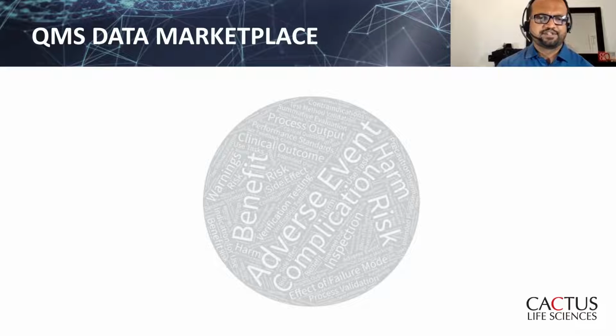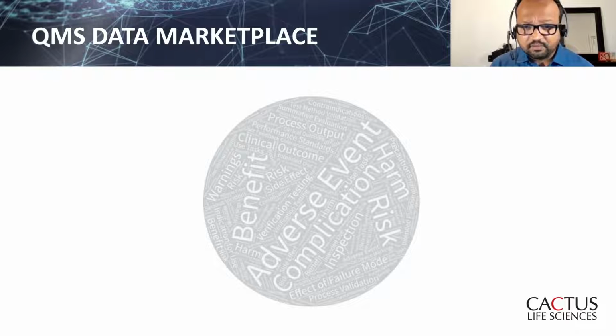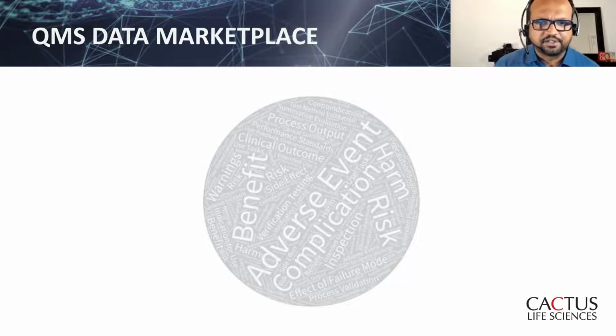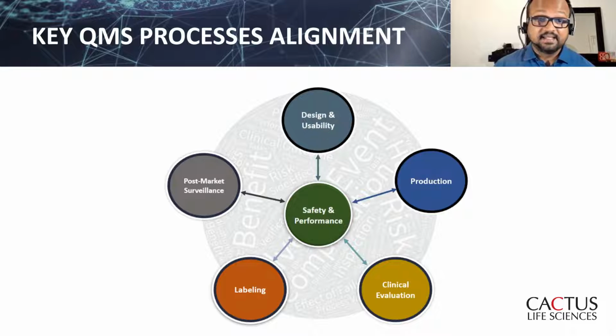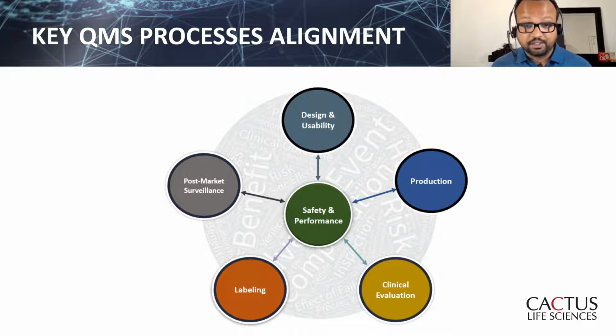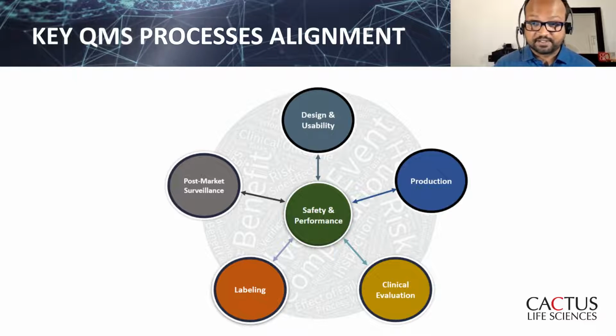Let's get started by first making a mess. Let's throw all the different types of quality data that we will be looking at today in this circle. As you can see, we have familiar terms such as benefits, adverse events, process output, summative evaluation, etc. Next, let's add some of our key processes. For this presentation, we'll be focusing on design, usability, production, clinical evaluation, labeling, and post-market surveillance.